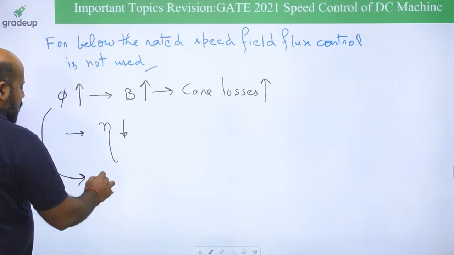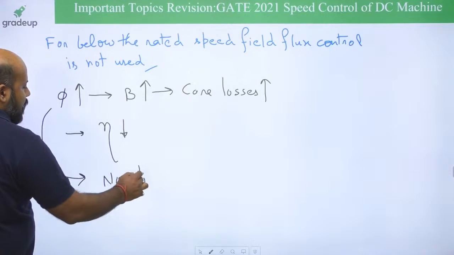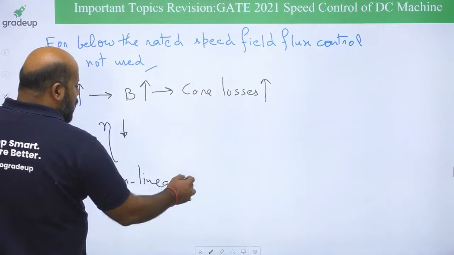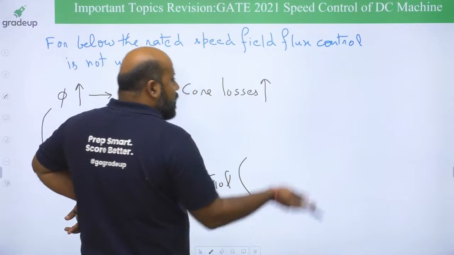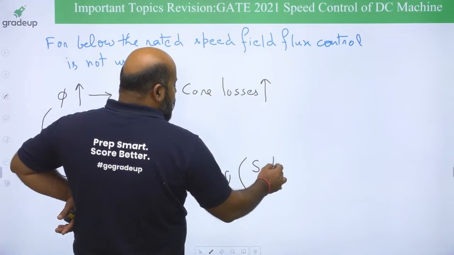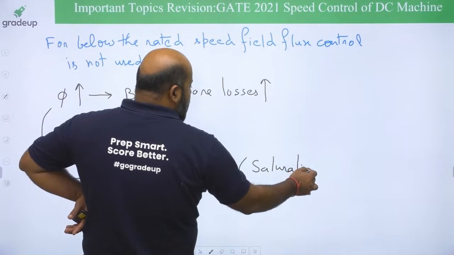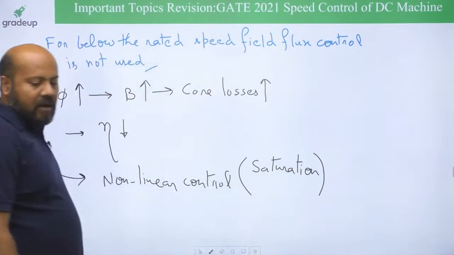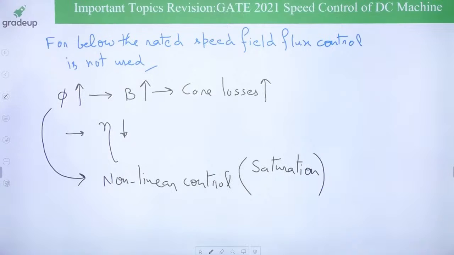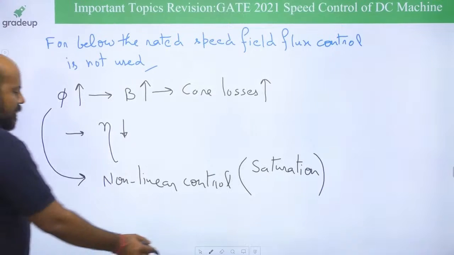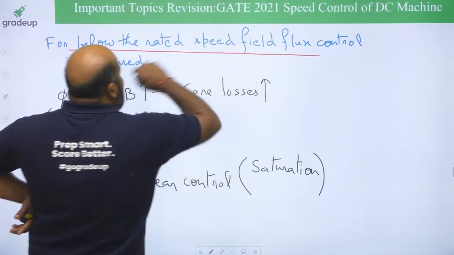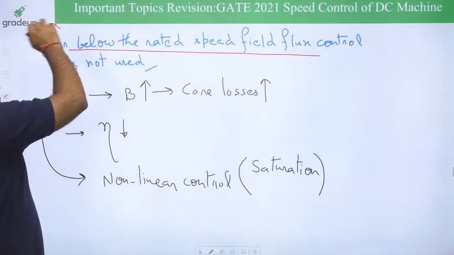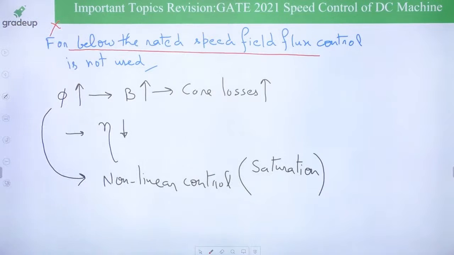Also, this method is going to be a non-linear control. Why is it going to be non-linear control? Because when you are increasing the flux, you know that the magnetization curve has the saturation point. That is why it is going to be non-linear. So this is the reason why we do not use field flux control below the rated speed. Are you getting this idea clear in your mind?